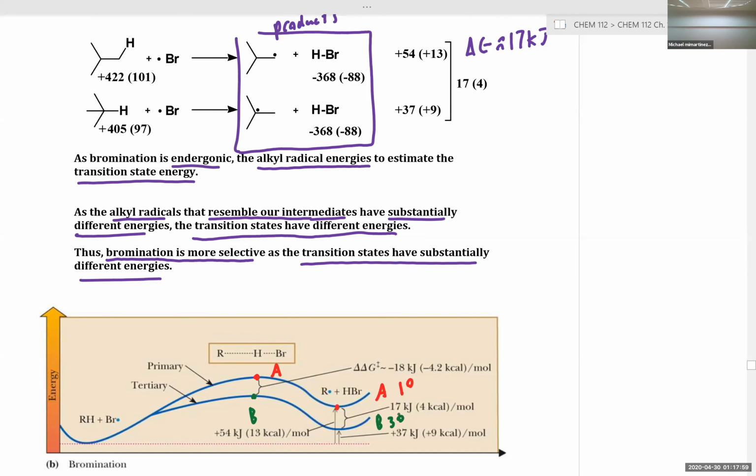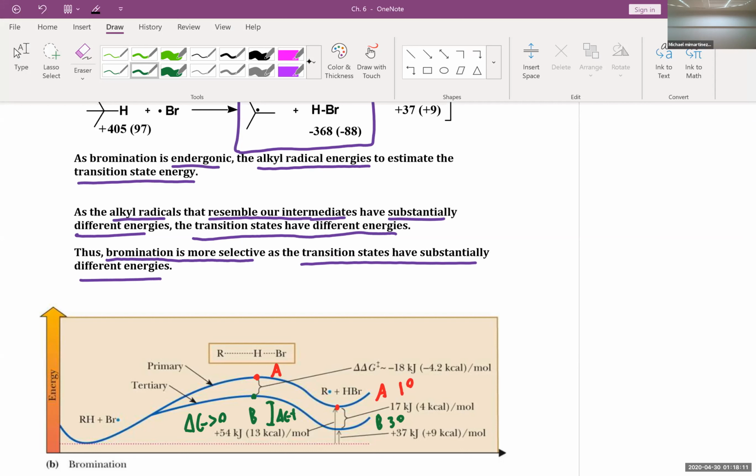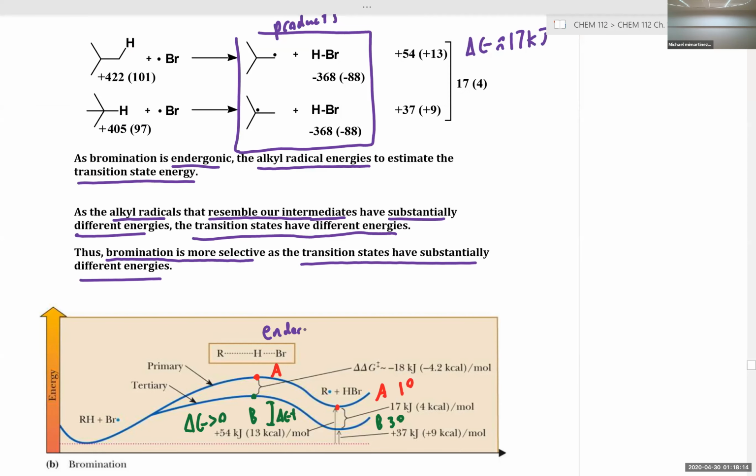Okay, does everyone notice? So first and foremost, our delta G reaction is greater than zero. So looking at our Gibbs energy of activation, this reaction overall is endergonic, or this step is endergonic for the selectivity determining step. There is a huge difference of activation energy between pathway A, which is our primary bromination pathway, and pathway B, which is our tertiary. Because this reaction is endergonic, we can use our products to estimate the relative energy of our transition states.